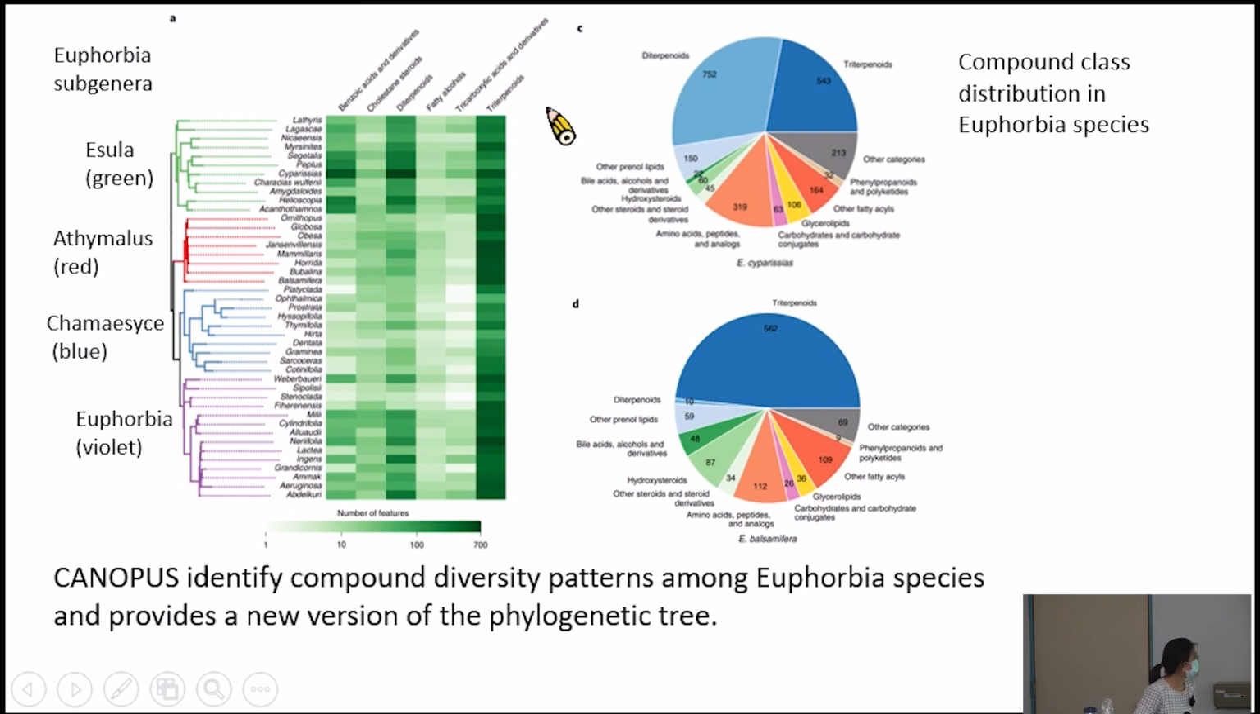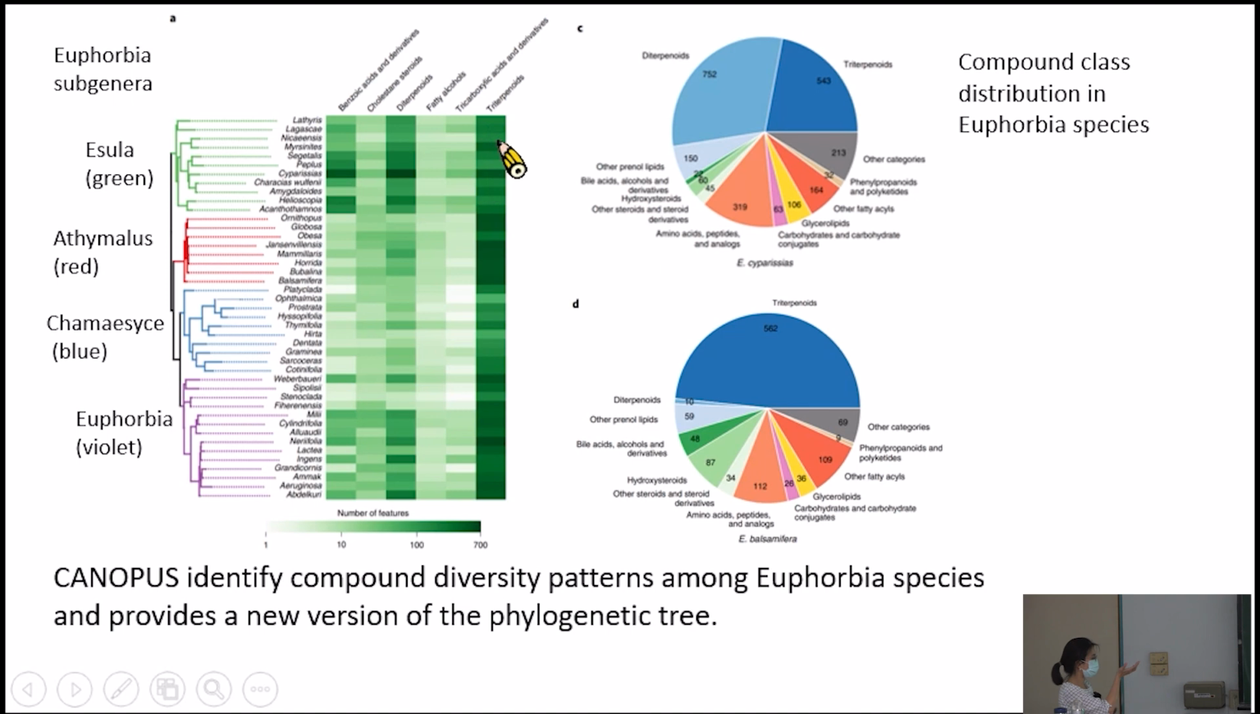And what they found is, if you look into the compound diterpenoid, they have a higher activity in the species of this Ischia, and also higher activity in this subgenera of Euphorbia. In contrast, if you look into this triterpenoid, this subgenera have a higher activity compared to this and this.